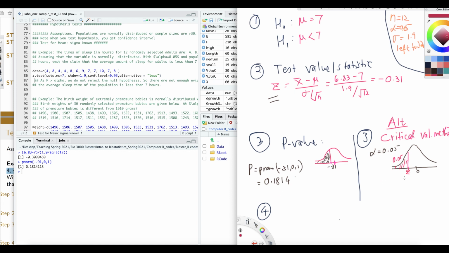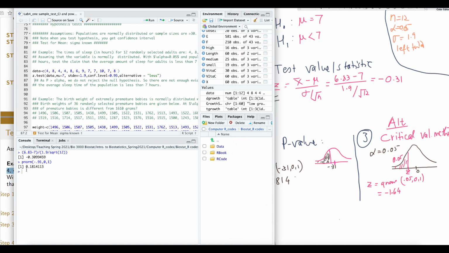Okay guys, so how do I find that z? Since you want to find the critical value, we use z equals qnorm, because when you are finding the area you use pnorm, and when you are finding the z you use qnorm. The left area is 0.05, and then 0, 1. What do you get? I think you will get negative 1.64. Let me double check. qnorm, 0.05, and then 0, 1. You see that? Negative 1.64. That's what you got.